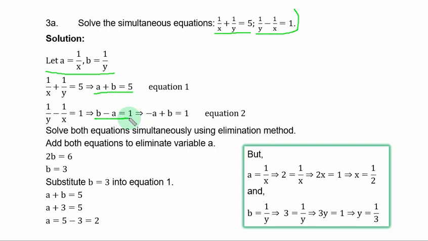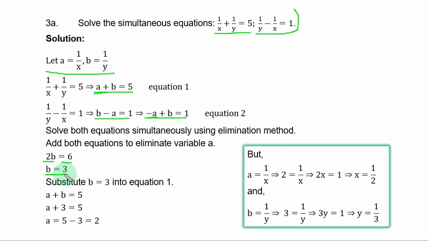For us to follow the same order, you can also write it as minus a plus b equal to 1. Solve both equations simultaneously using elimination method. Let us add both equations to eliminate variable a. So if you add both equations, a plus minus a is 0, b plus b you have 2b, and the right hand side, 5 plus 1, you have 6.